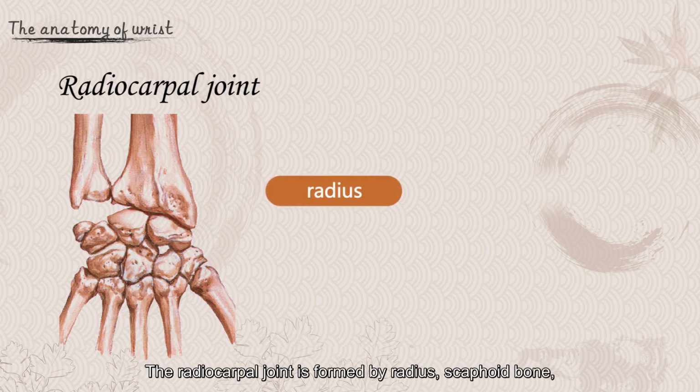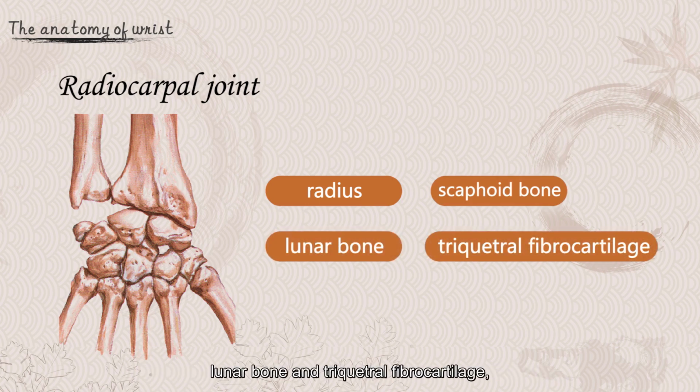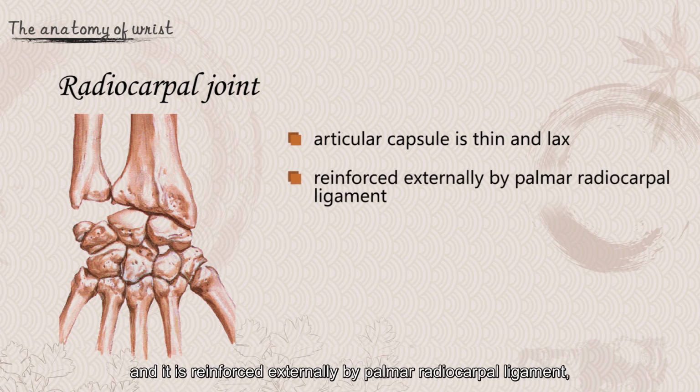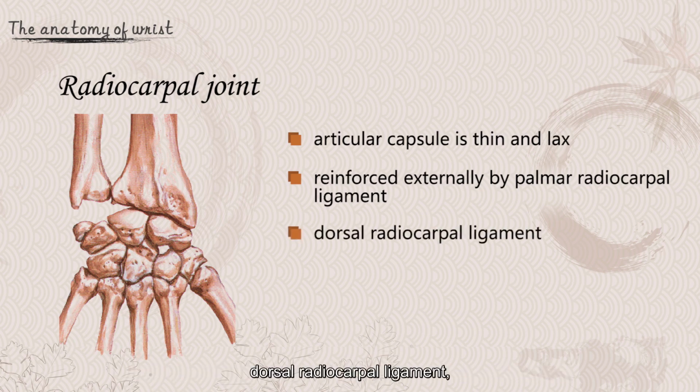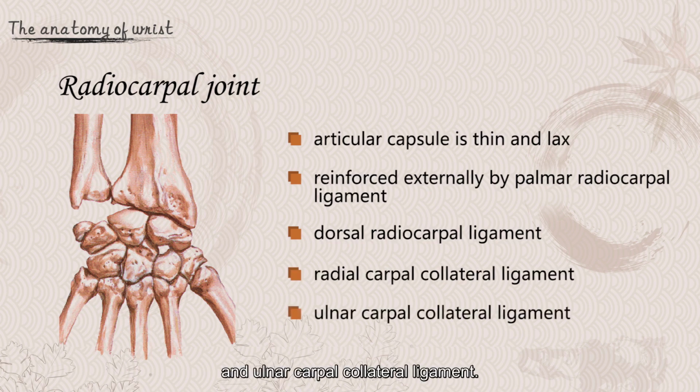The radiocarpal joint is formed by the radius, scaphoid bone, lunate bone, and the triangular fibrocartilage, and the ulna is not directly involved. The articular capsule is thin and lax, and it is reinforced externally by the palmar radiocarpal ligament, dorsal radiocarpal ligament, radiocarpal collateral ligament, and ulnar carpal collateral ligament.